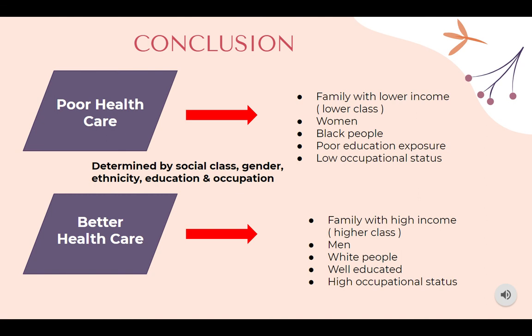However, people who have better healthcare commonly come from a higher social class, which is a family with high income. The same goes for men, white people, and people who have better education, or are well educated, and high occupational status.